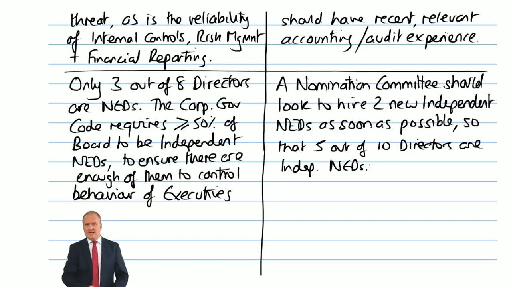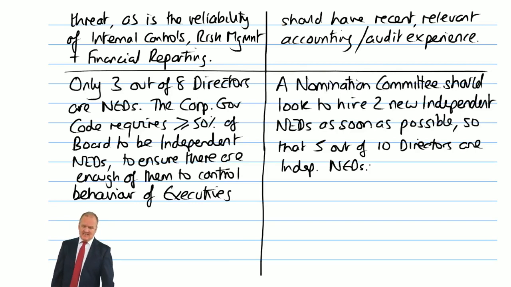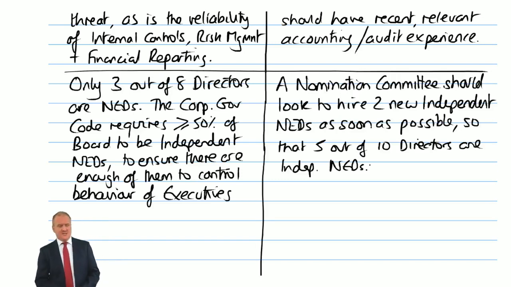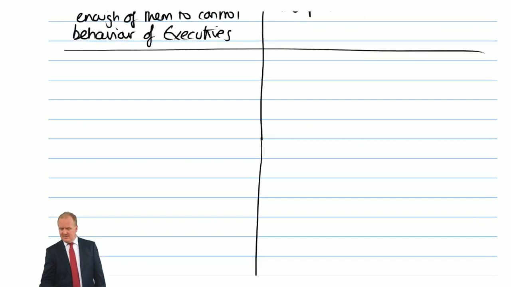Now there are other ways to get to 50%. If 3 out of 8 are currently non-executives, you could suggest sacking 2 executives, because then it would be 3 out of 6. But that's a ridiculous suggestion. Surely the people on your board are there for a reason, and sacking 2 people just to hit a 50% ratio is stupid. So hire 2 new independent NEDs. 2 down, 3 to go.